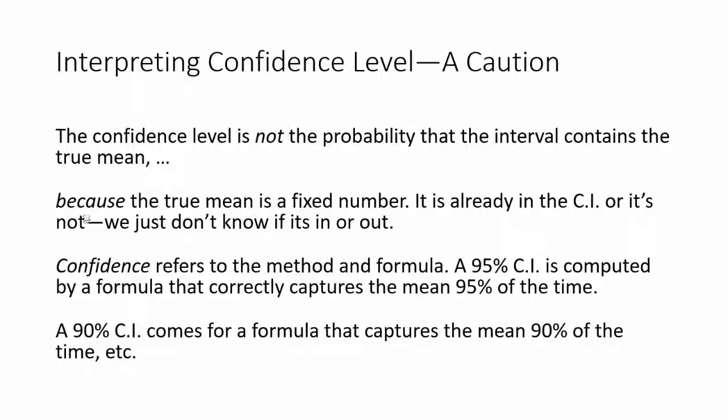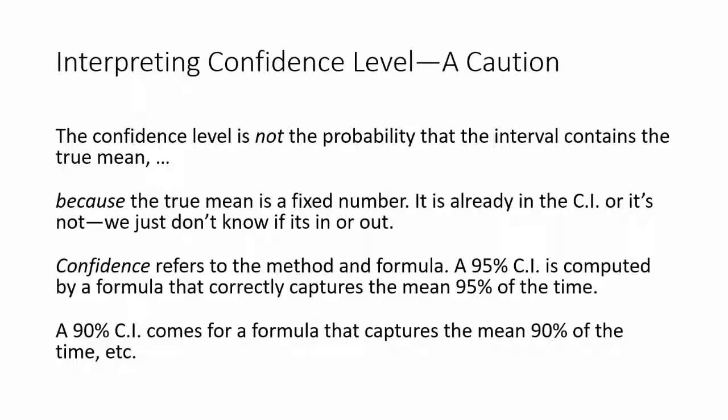What the language of confidence does is it shifts the probability not from whether the mean is in the confidence interval, but rather it shifts that probability to the method or the formula that we are using. So the method or the formula is what the probability is attaching to. 95% confidence means this, that that confidence interval is computed by a formula or by a method that works 95% of the time. In a particular time, it either worked or it didn't.